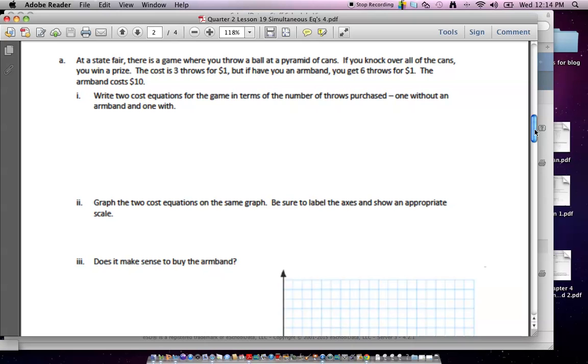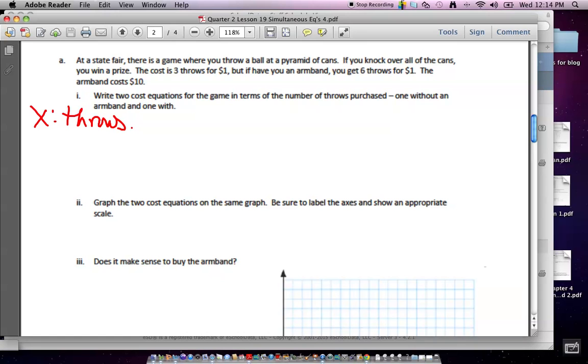Okay, so what would be an equation for the cost of throwing balls if you have an armband? One throw or how many? In general, let's let x be the number of throws.